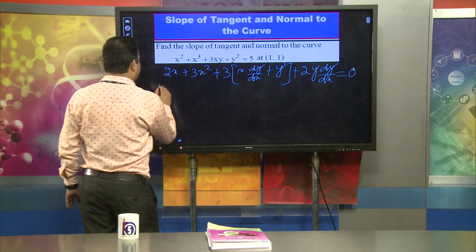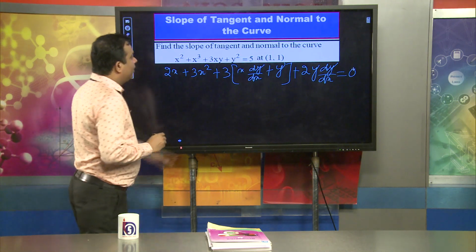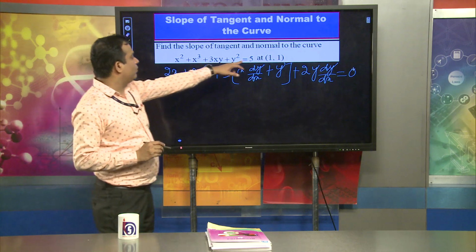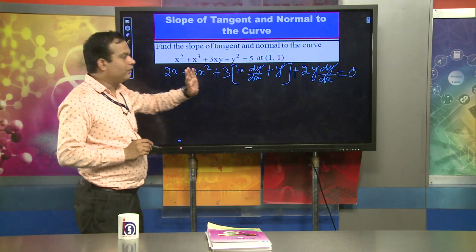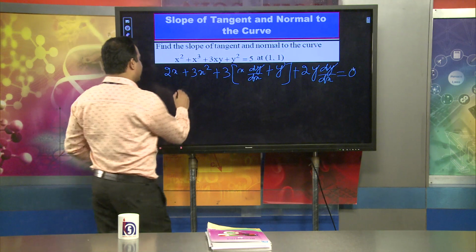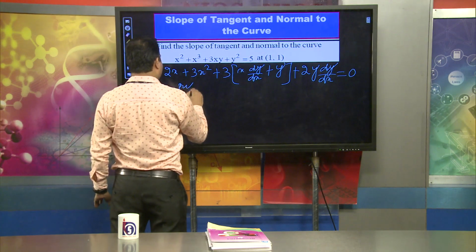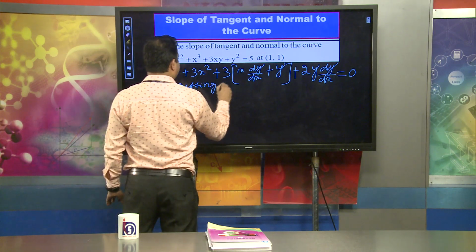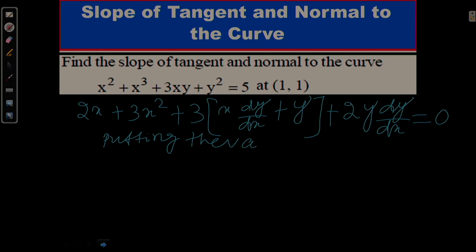Now what will we do here? Put the value x equal to 1, y equal to 1. When putting the value x equal to 1 and y equal to 1, what will you find?